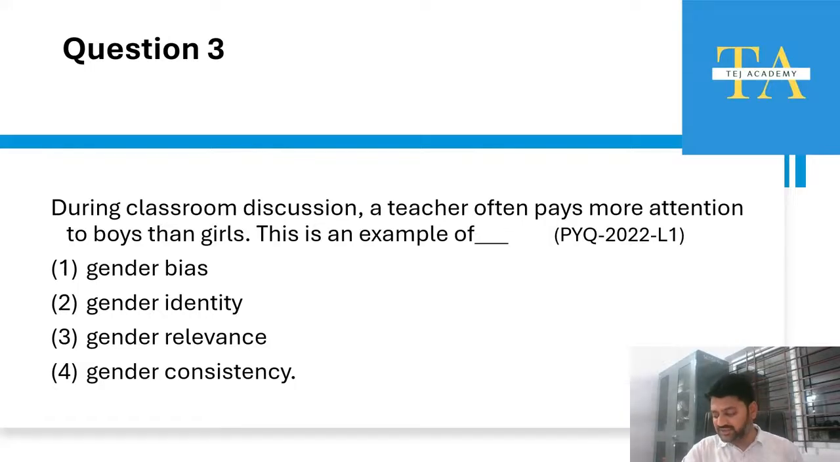Let's move to the third question, which is also a 2022 PYQ. During classroom discussion, a teacher often pays more attention to boys than girls. So the teacher is paying more attention to boys than girls. This is an example of gender bias. It is not gender identity, it is not gender relevance, it is not gender consistency. So it is a gender bias. Moving to the fourth question.